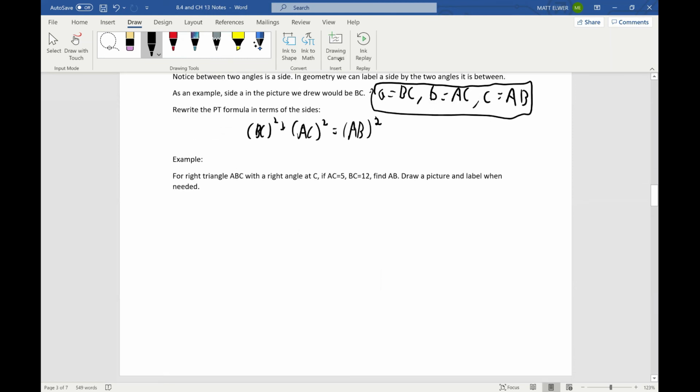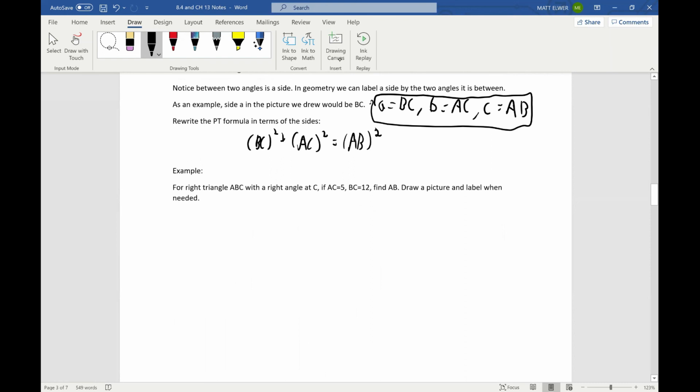So my first example says, for right triangle ABC with the right angle at C, if AC is equal to 5 and BC is equal to 12, find AB. So it says draw a picture and then label when needed. So I'm going to draw a picture here. We have a right triangle. Maybe you want a longer right triangle, right? We kind of had a shorter side, hypotenuse, and a longer side. Okay, so this is my right angle down here. So I'm going to say that's angle C.